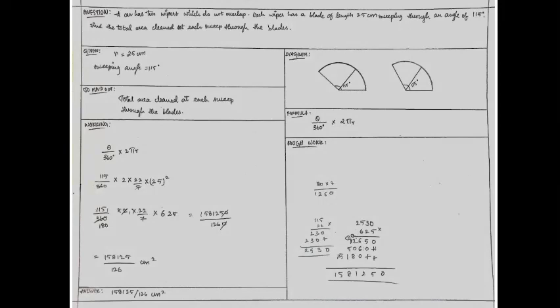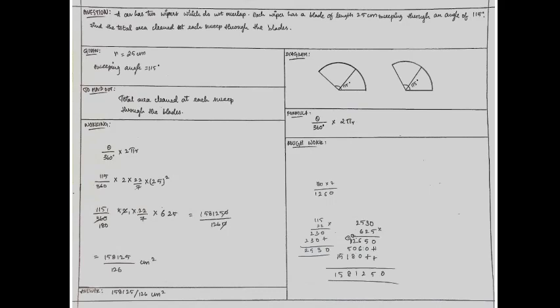Sixth question, a car has two wipers which do not overlap. Each wiper has a blade of length 25 centimeter sweeping through an angle of 115 degree. Find the total area cleaned at each sweep of the blades. So they have given the radius as 25 centimeter and sweeping angle as 115 degree. So we need to find out the total area cleaned at each sweep of the blades.